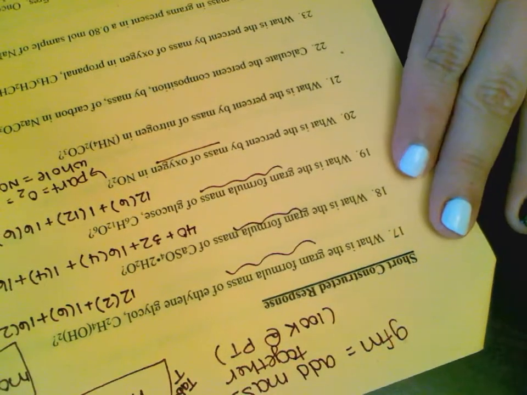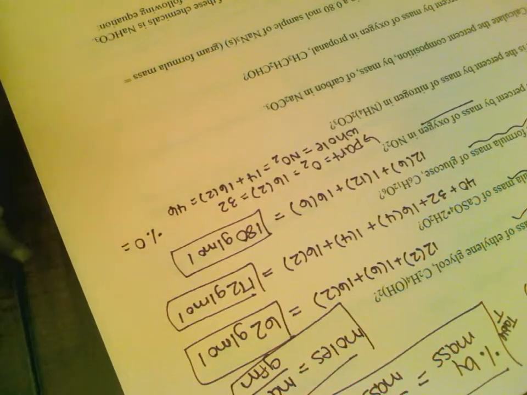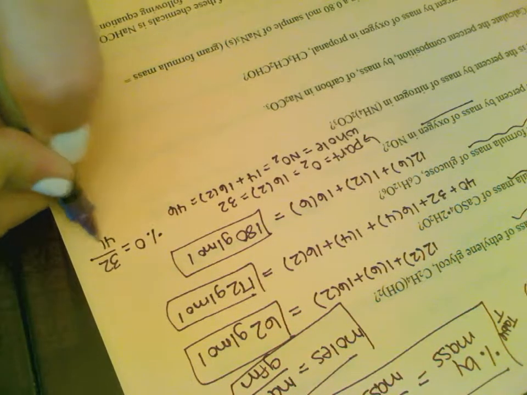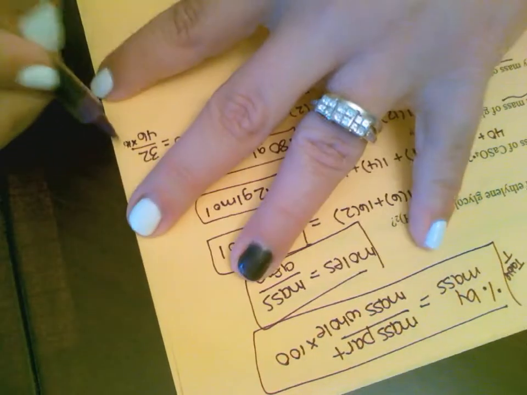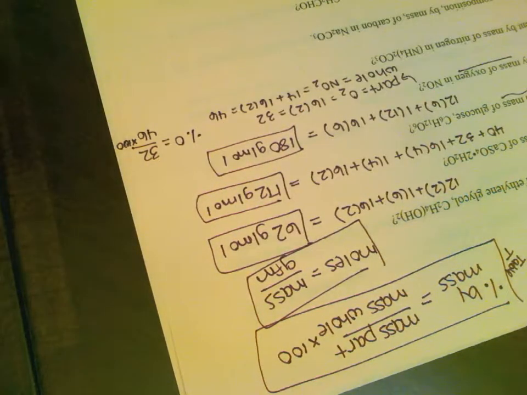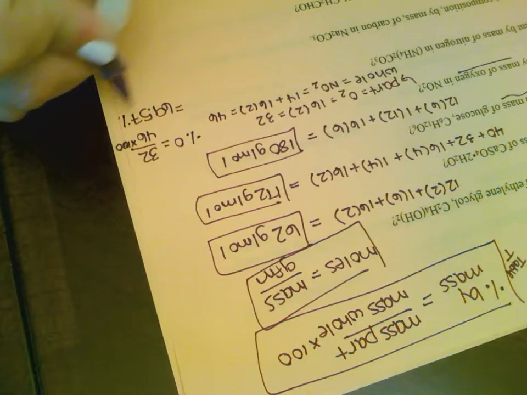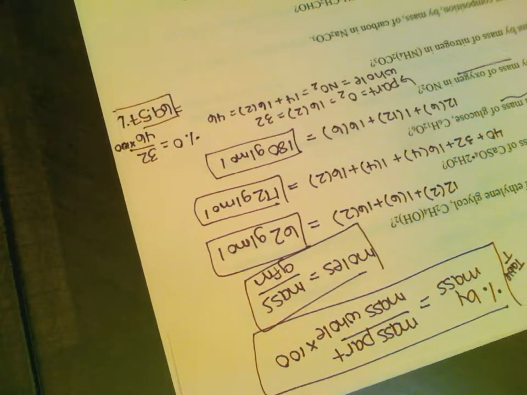So my percent oxygen equals my part, 32, over my whole, 46, times 100. I'm going to get 69.57%. I'm not really worried about significant figures here. If you want to try them, you can, but you're rounding the number, so we're not really focused on that.